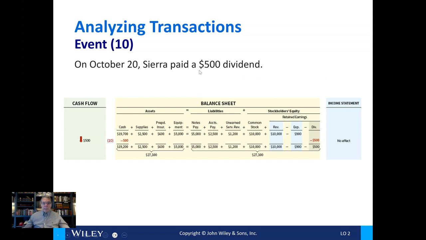October 20, Sierra paid a $500 dividend. And so this is going to affect assets and equity. Retained earnings, again, is the amount of profit we keep in the business that we don't distribute to shareholders. We're distributing some of the profit to shareholders. So that means that we're going to have a decrease in an asset and a decrease in shareholder equity.